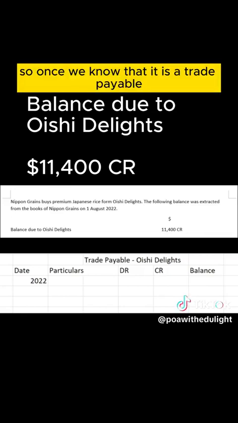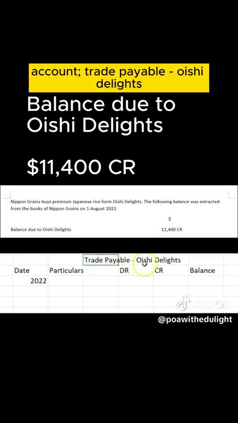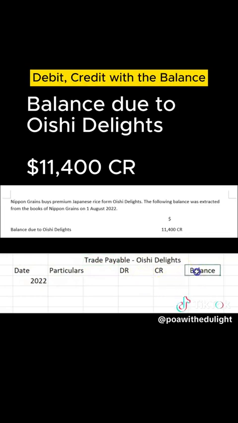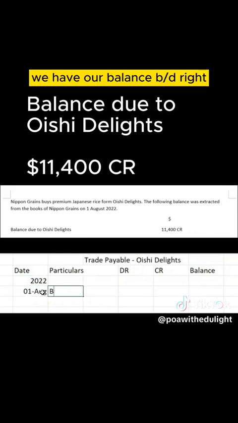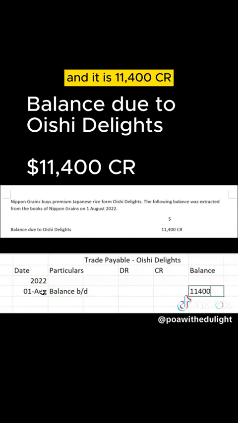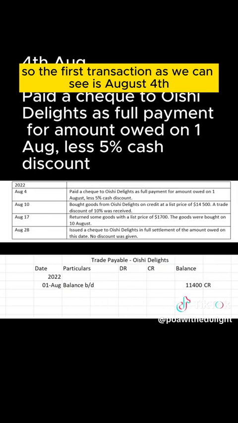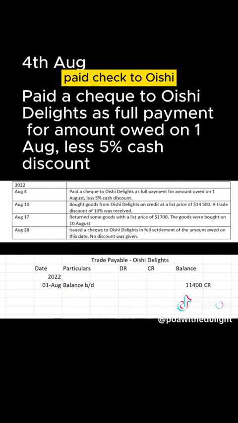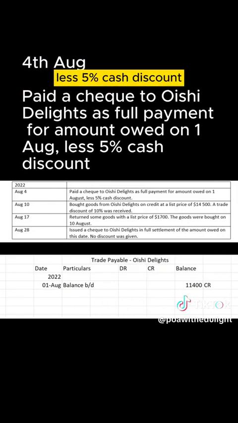So once we know that it is a trade payable, we can start doing up the trade payable account. Trade payable, Oishi Delights: date, particulars, debit, credit, with the balance. The year 2022, on 1st August, we have our balance b/d, and it is 11,400 CR. So the first transaction, as we can see, is August 4th: paid cheque to Oishi Delights as full payment for amount owed on 1st August, less 5% cash discount.